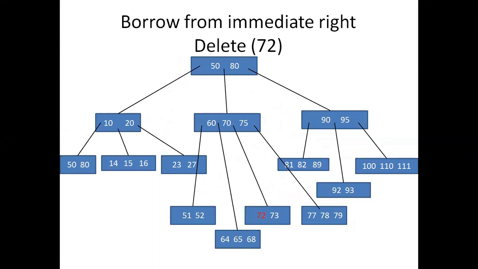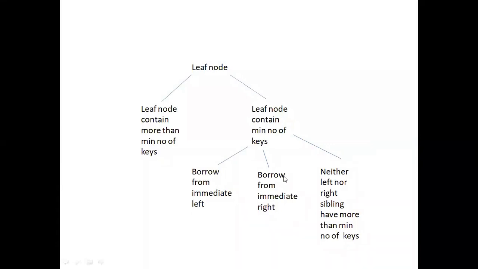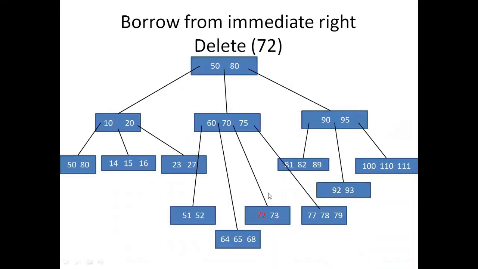Now another case, case number 2, where we are going to borrow from the immediate right sibling. Suppose here we want to delete the target key 72. After deleting 72, in this particular node only one key value is left, which is violating the property. So we need to borrow either from the left or from the right sibling. Left we have already discussed. Now suppose I want to borrow one key from the right sibling. What will it do? The minimum value from the right sibling keys will go to the parent place, and the parent value will come in place of this node.